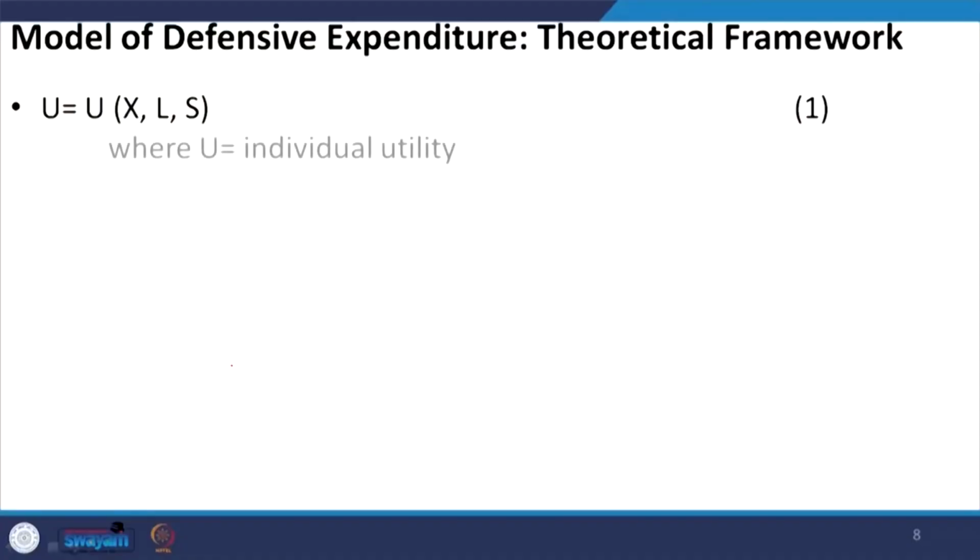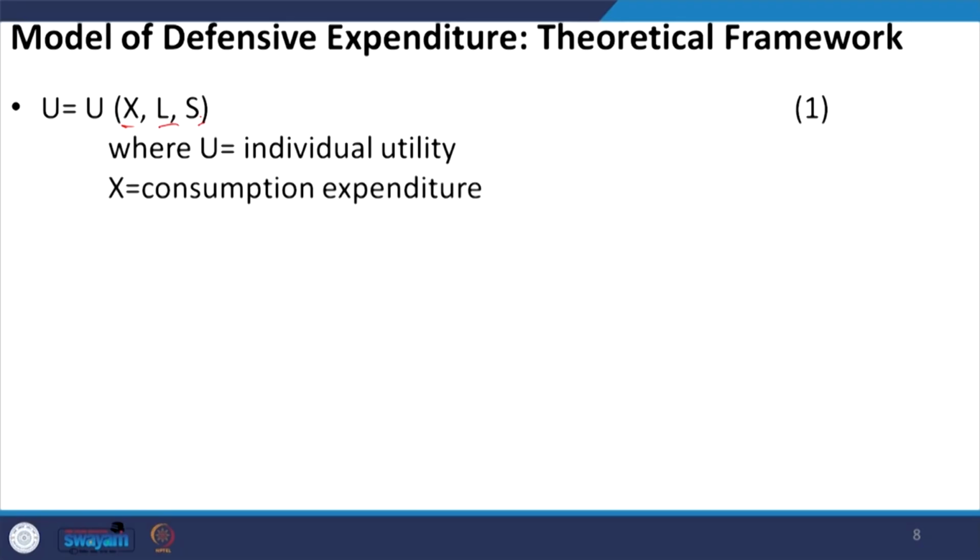For the same household we are talking about, the utility function of this household is represented by this function: the individual utility of this household is a function of x, L and S. That means the utility of this individual depends on the consumption expenditure he is making on x, y, z, any types of goods and services he is consuming, and his utility also depends on the leisure time he is availing.